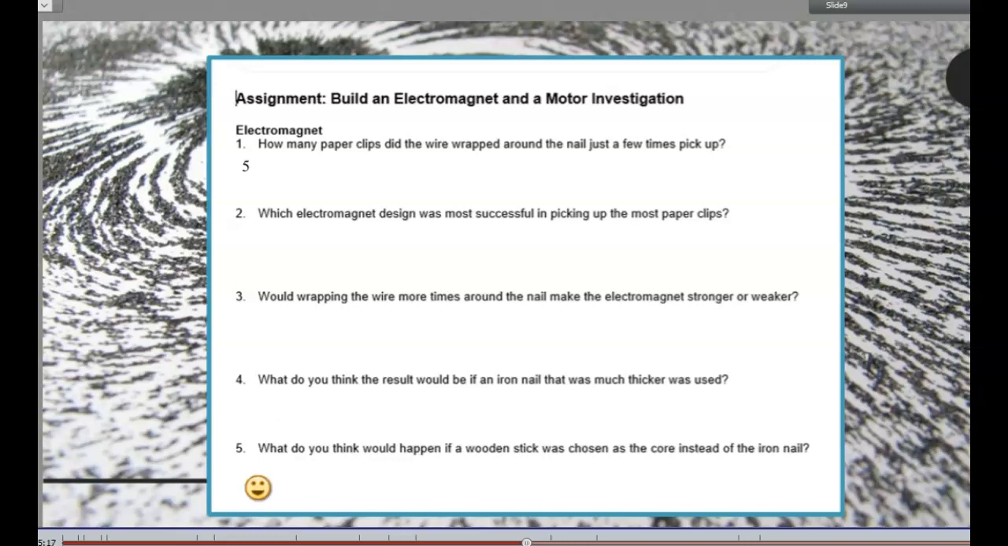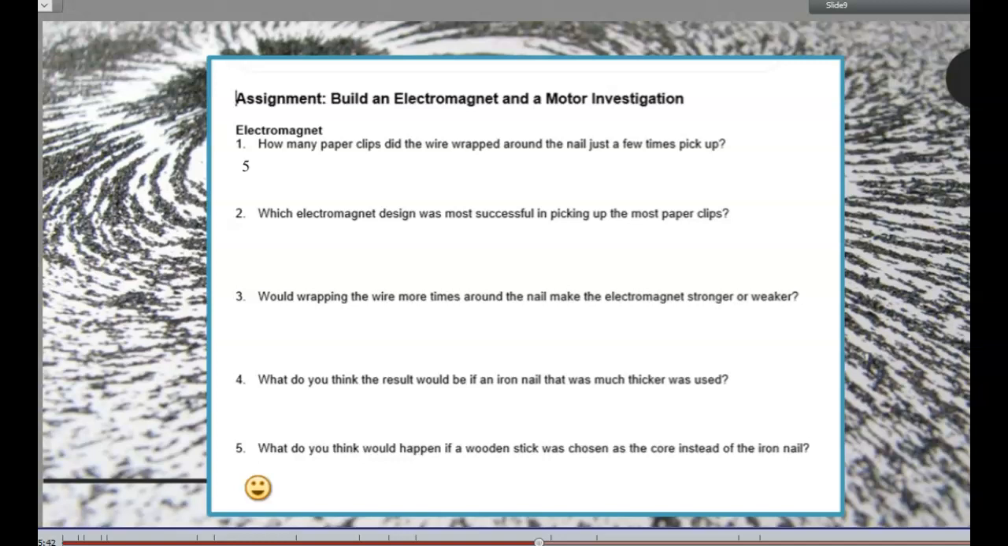And then number 5, what do you think would happen if a wooden stick was chosen as the core instead of the iron nail? So remember that those 3 parts work together. If we don't have one of those and we use wood instead, right, there would be no magnetic power created.